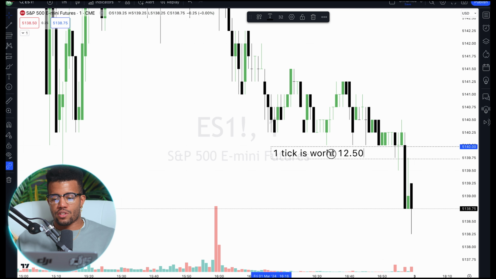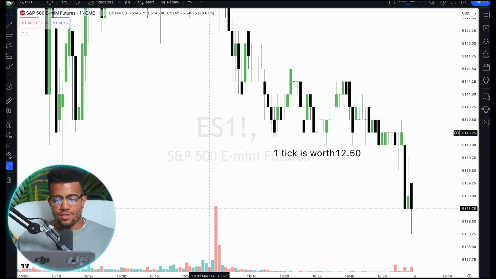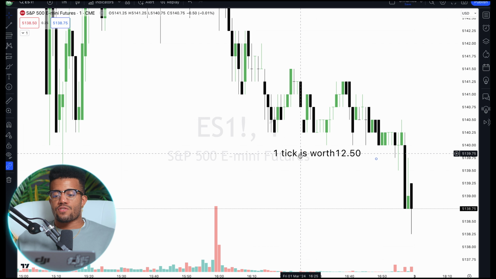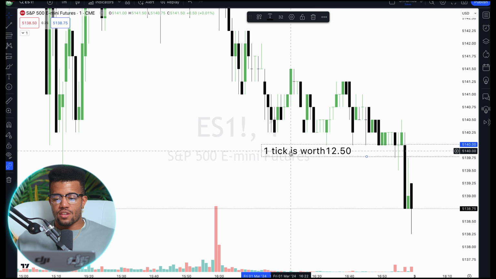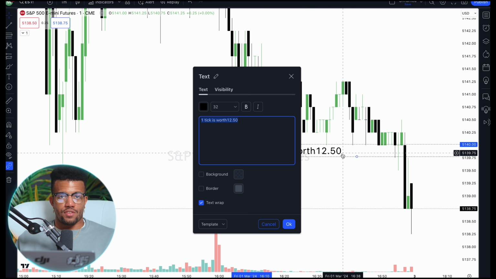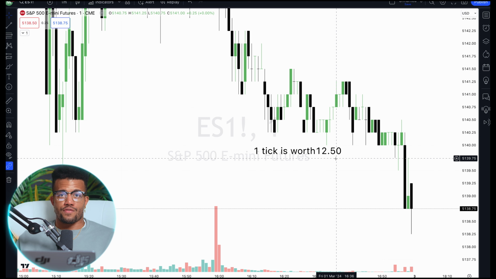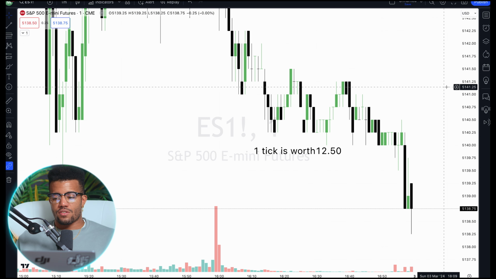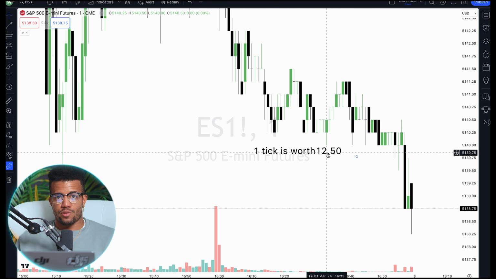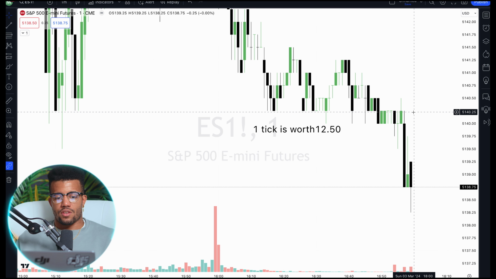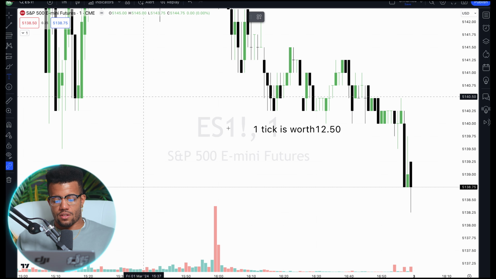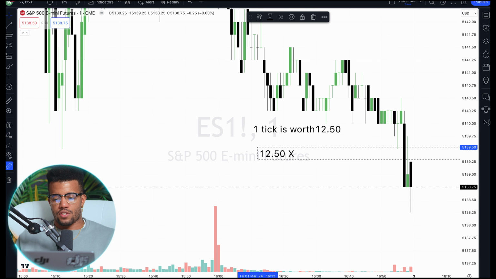I want to make that super duper clear. It's never going to say $5. It's never going to say $16.33. It's never going to say, you know, $17. It's always going to be in multiples of $12.50, as it goes tick by tick. If you get 1 point, if it moves four of these, 12.50 plus 12.50 plus 12.50 plus 12.50 is $50. 12.50 times four is equal to $50. So that's how you get 1 point being worth $50.